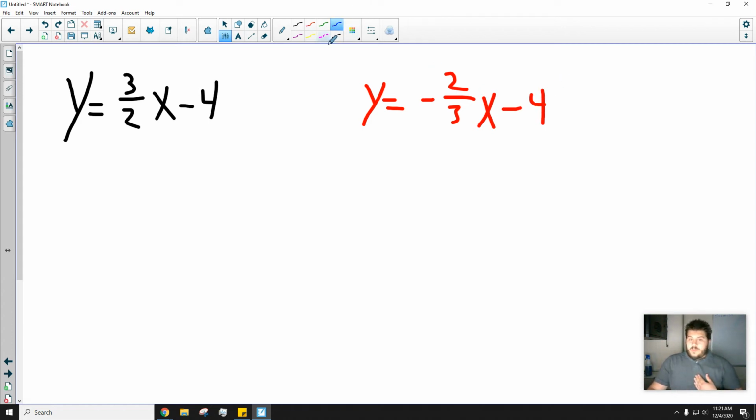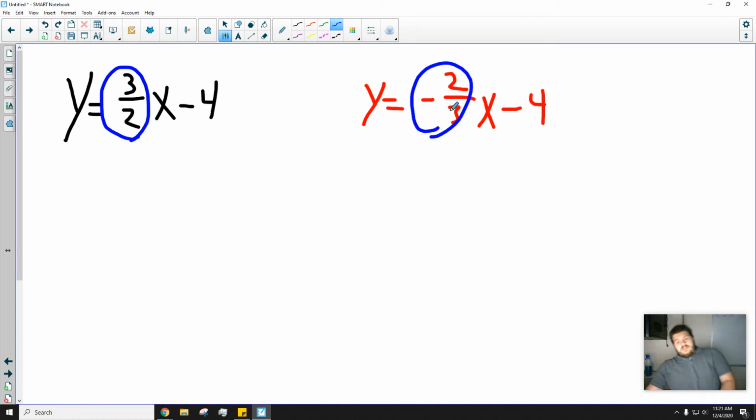So for these, all you have to pay attention to is the slope. With parallel lines, we had to pay attention to both numbers technically, but if these are the same, it doesn't matter. They could be the same or different. What's important is the slopes. This is 3/2. This is negative 2 over 3.